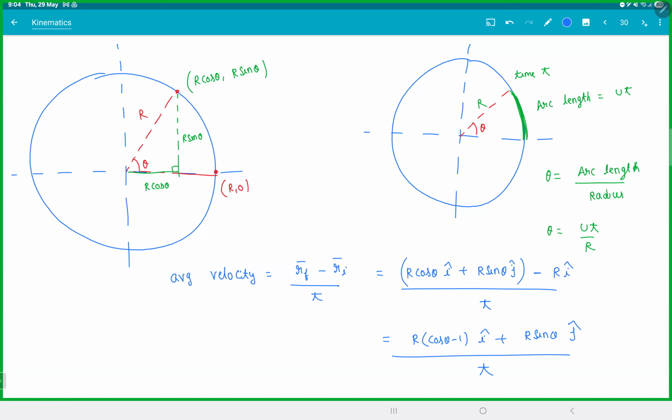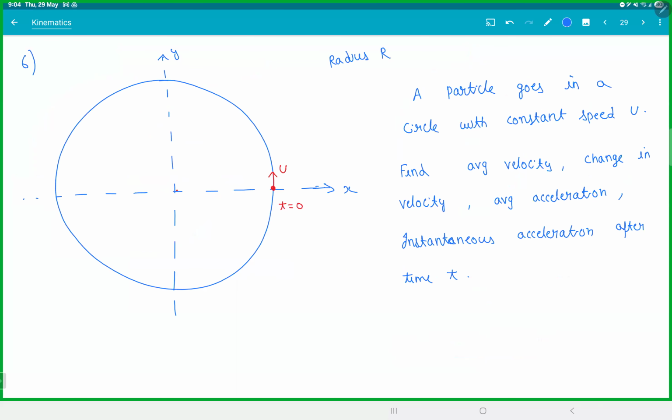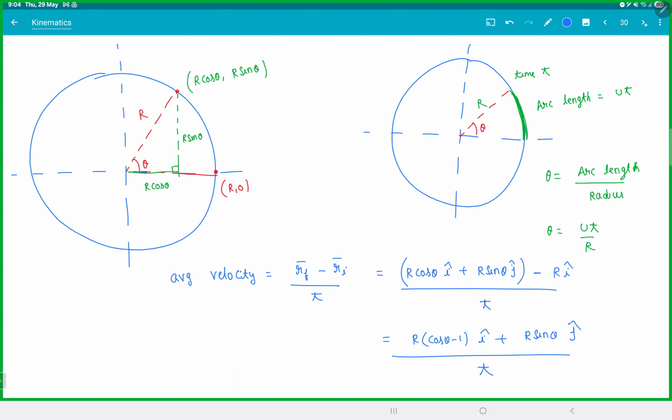Is this understood, everyone? You know how to find r final and r initial. We have done that. So the only thing you have to do now is subtract. Any doubts on this? What is the second question? Change in velocity. Try. I'll give you a minute for that. If this particle is going in a circle, find the change in velocity. This question we have done in vectors.